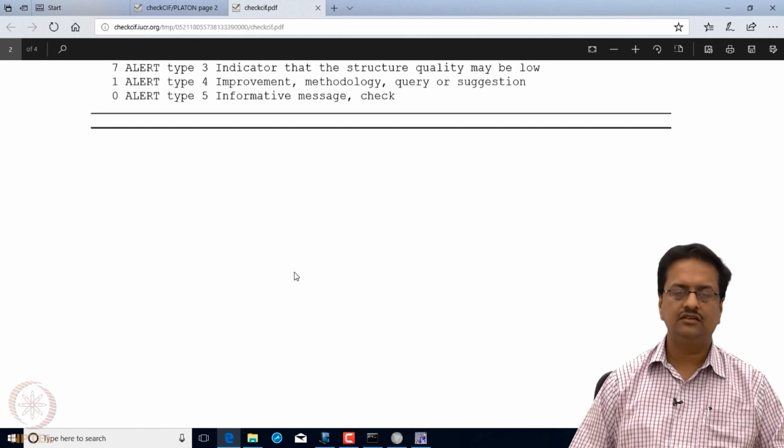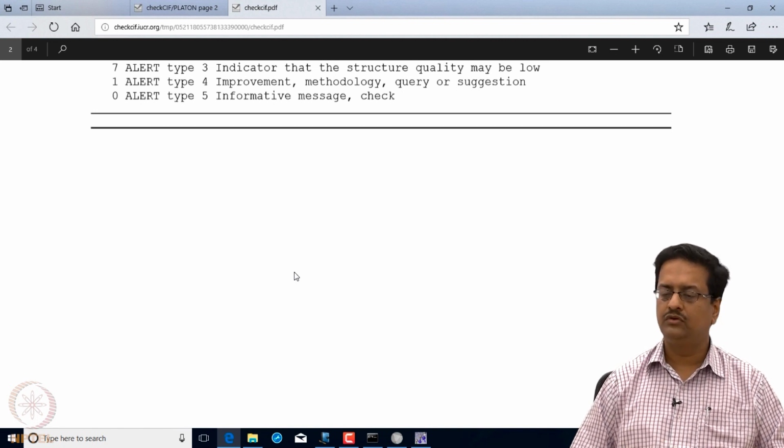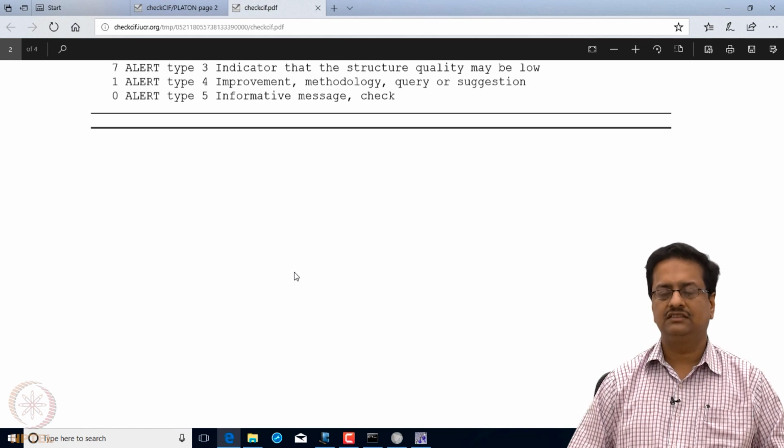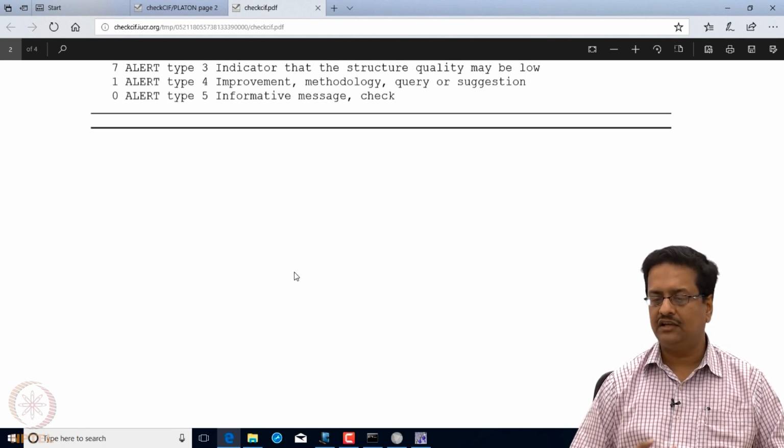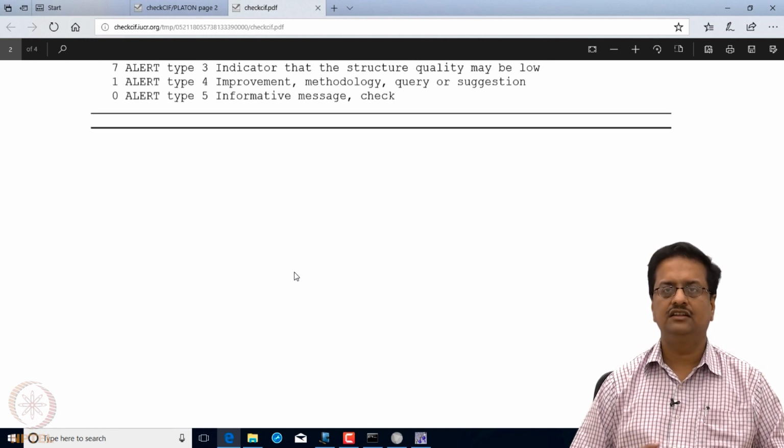So in the next lecture we will discuss Bruker X-ray diffraction data using their software, and I will show you how the same data reduction and the following processes are done using the Bruker APEX2 packages.